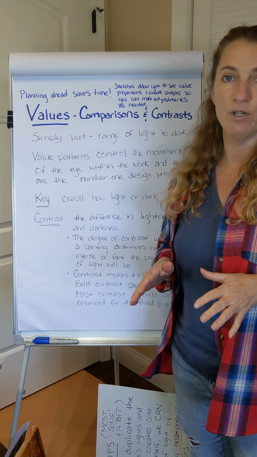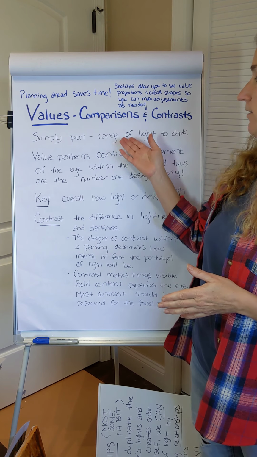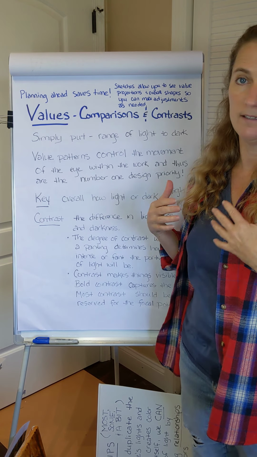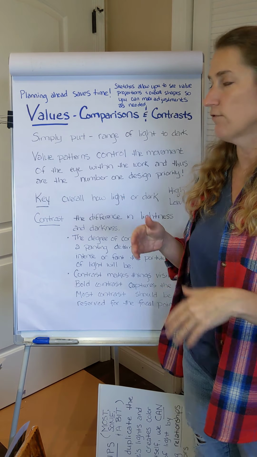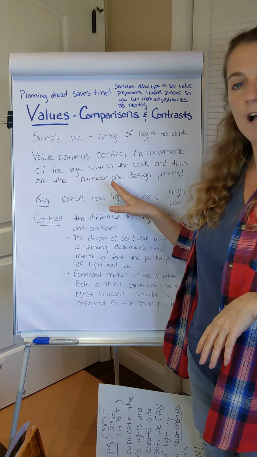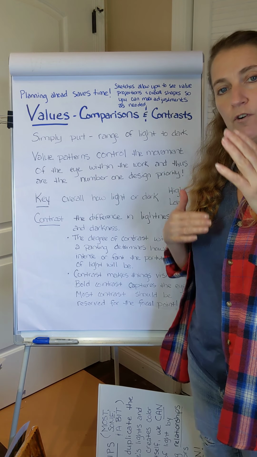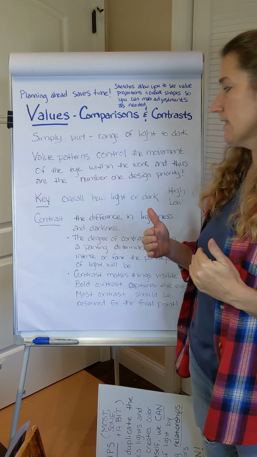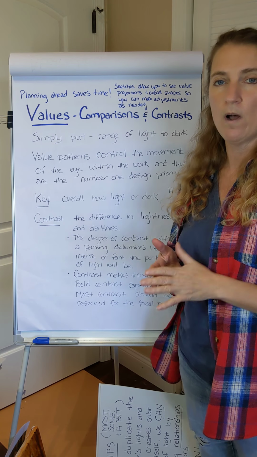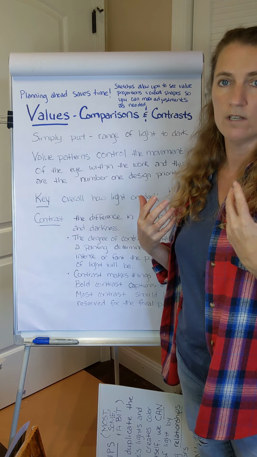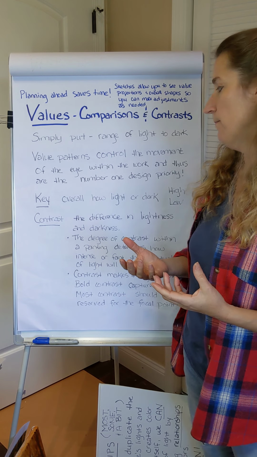So plain and simple, value is the range of light to dark. That's really it. It's pretty much white to black and all the shades of gray in between. Your value patterns control the movement of the eye within a piece, and because of that, they're the number one design priority, which is why doing these value studies or sketches is so critical.